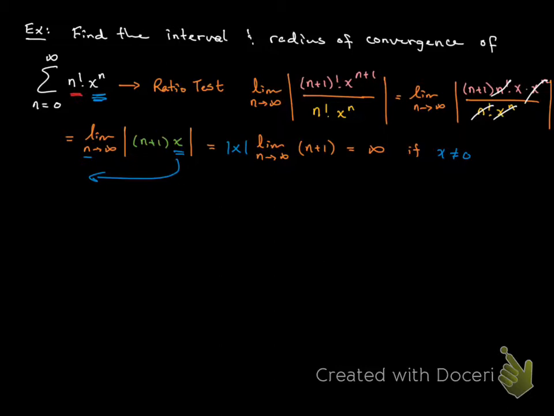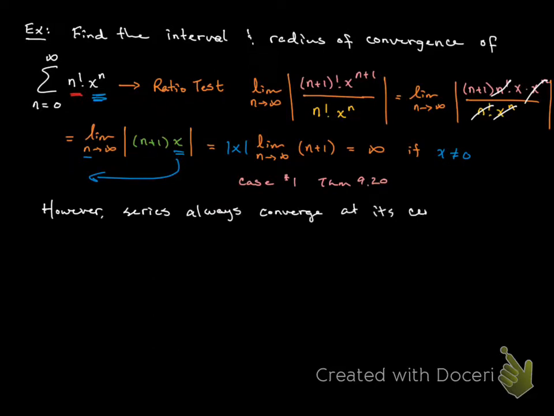Remember that a power series always converges at its center, right, from our theorem. This is that situation where I have a center of 0, right? I didn't make mention of that before, but this is really case 1 of theorem 9.20, my power series converges at its center. However, series always converge at its center, and in this case the center is 0.